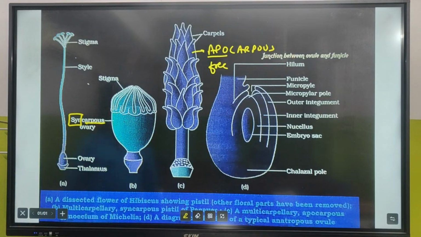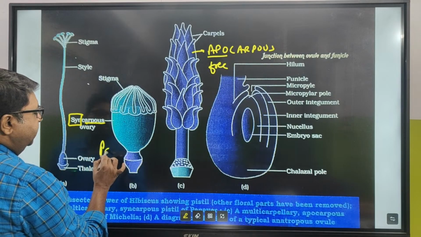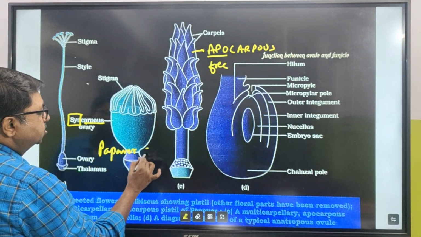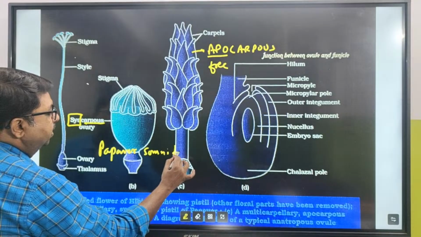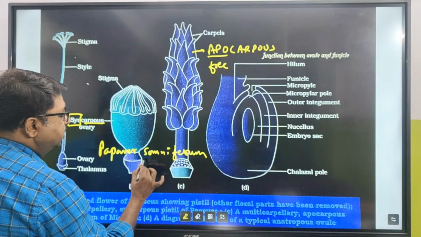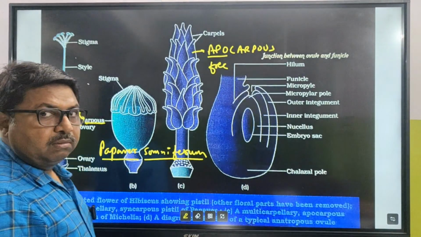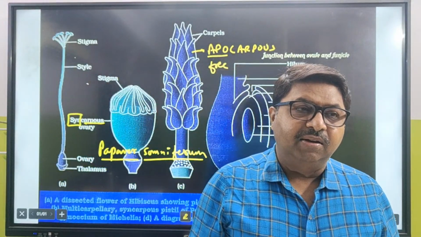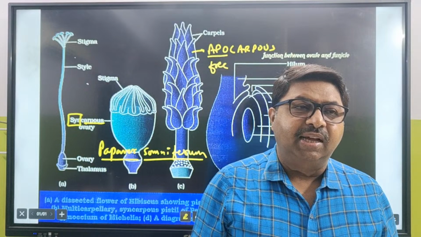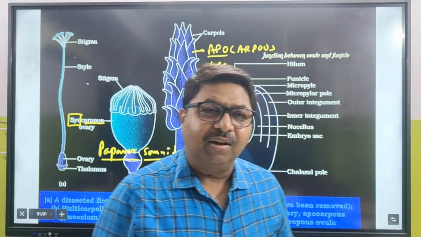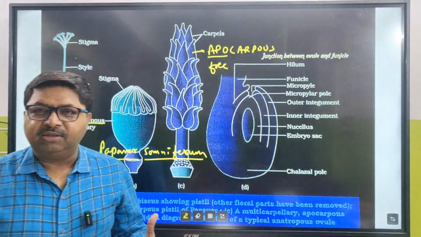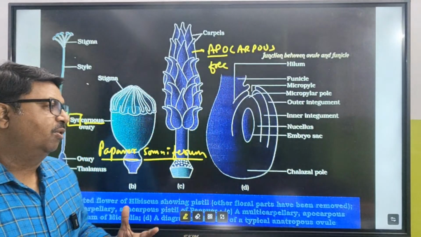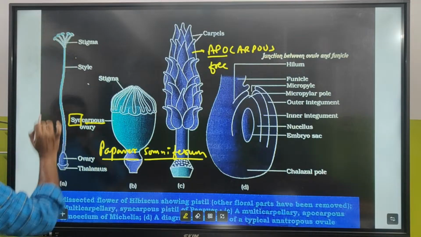Fine. Now see in the B1. So this is the multicarpellary syncarpous pistil of Papaver somniferum. It reminds you of something in the topic human health and disease. Drugs. As a drug, what kind of drug is that? Opioids. Papaver somniferum.